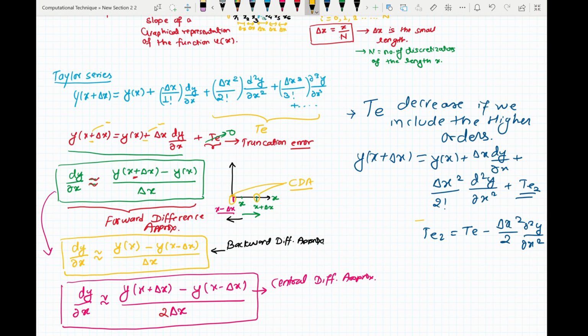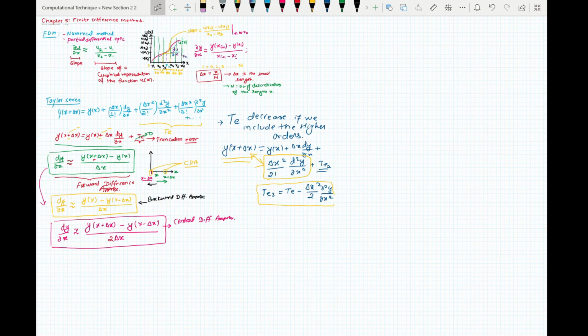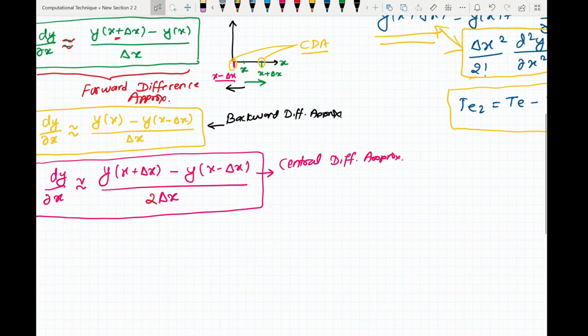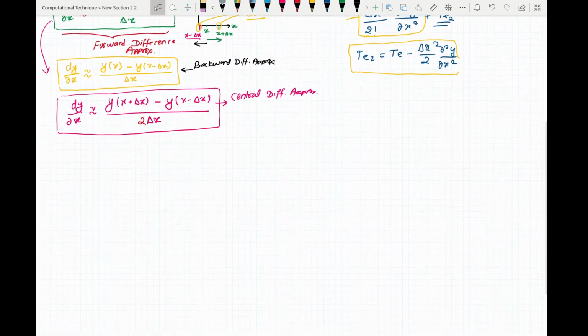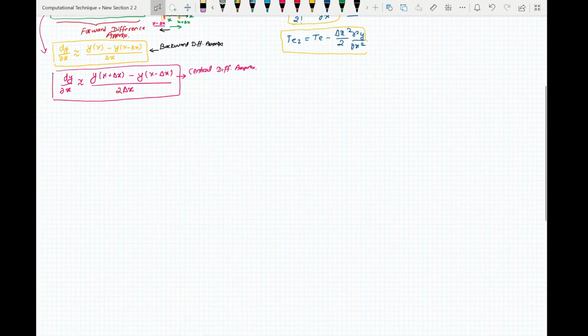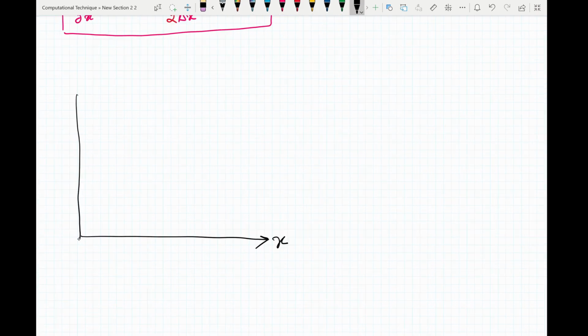Therefore you can see here that our truncation error decreases if we include higher orders in our approximation. Now this was about one-dimensional space. If we want to look at a two-dimensional space, you have the x-axis here, the time axis here, and let's say your flow is dependent upon space and time.